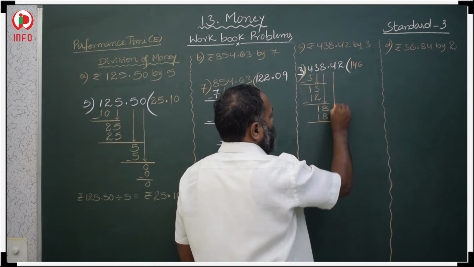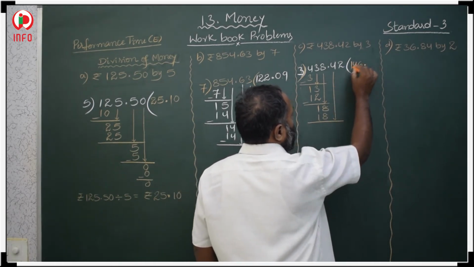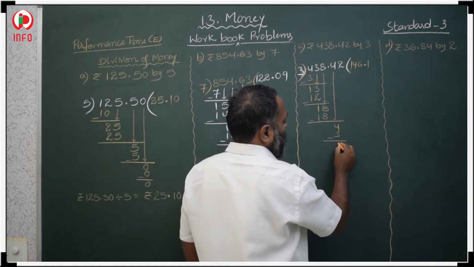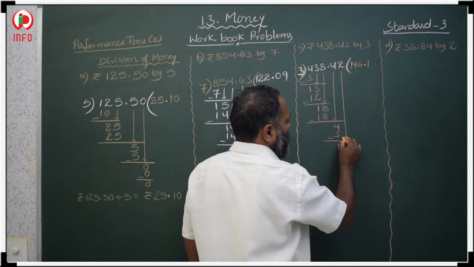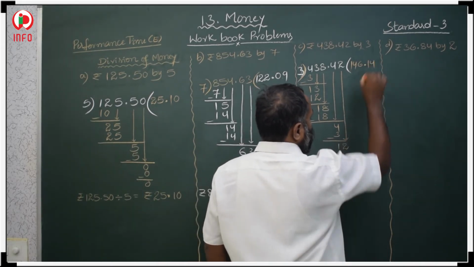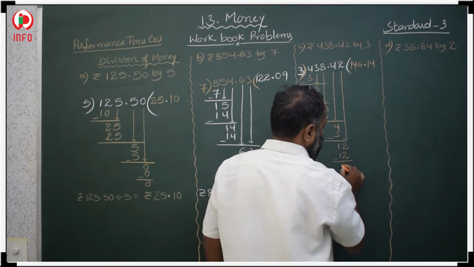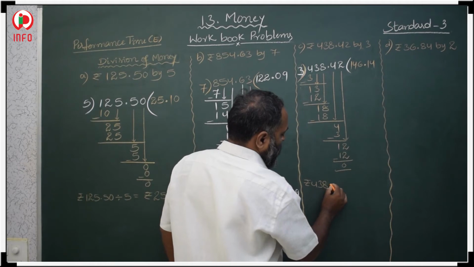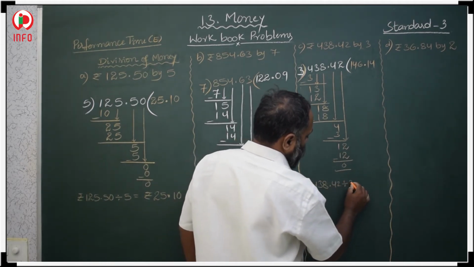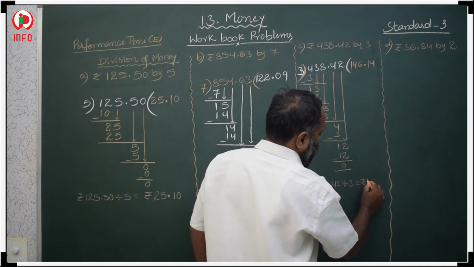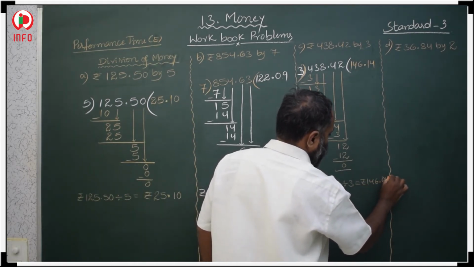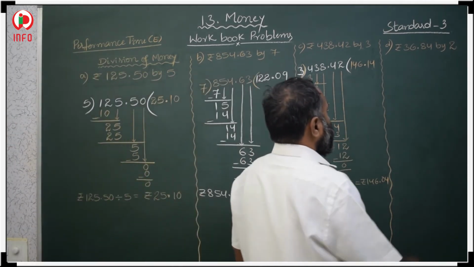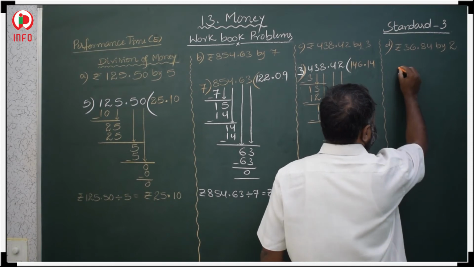Then after that, the decimal place. Decimal place means here we keep a decimal. 3 1s are 3. 4 minus 3 is 1 and copy the next 2. 3 4s are 12. So it means if we divide 438 rupees 42 paise by 3, the answer is 146 rupees 14 paise.